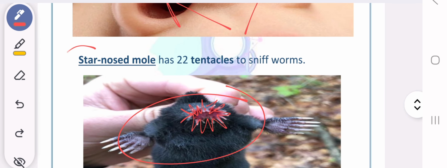That's why we call it the star-nosed mole. Nosed means it has a nose like a star. Mole, it looks like a rat. How many tentacles? 22 tentacles. Why? To sniff worms. It looks for the worms. So it will use the tentacles to sniff the worms. Okay?